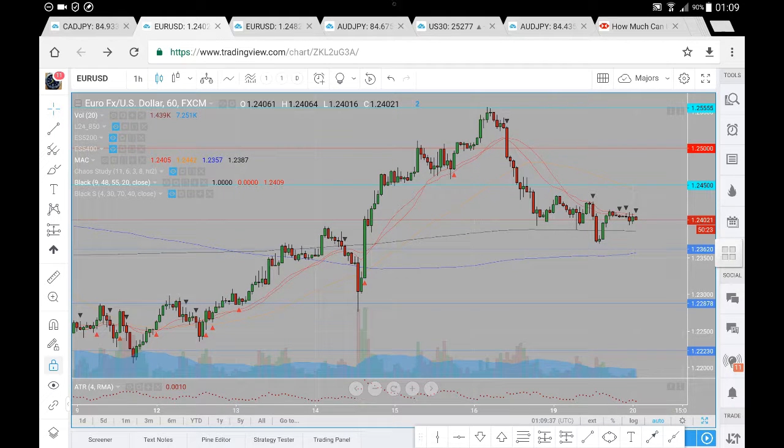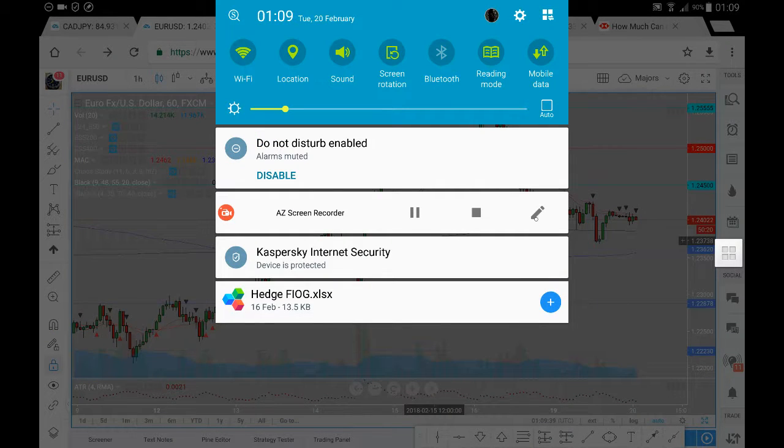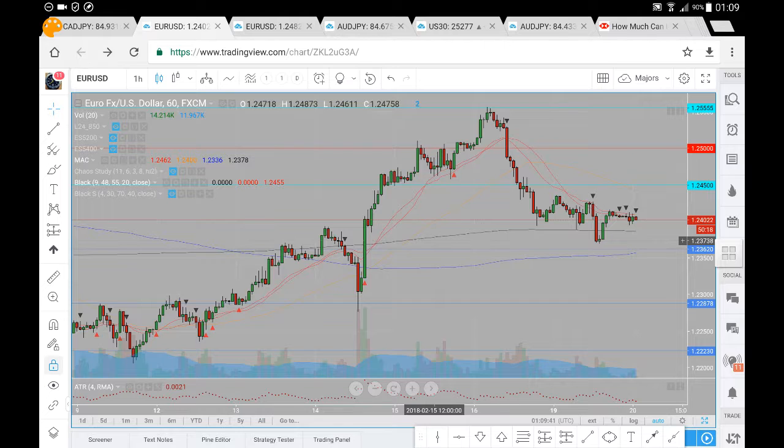So this is Euro dollar analysis for Tuesday the 20th of February. Now, let's just have a quick look at the Euro dollar.